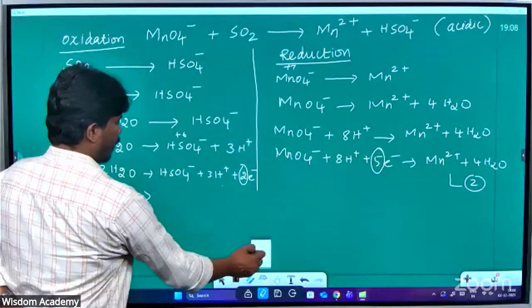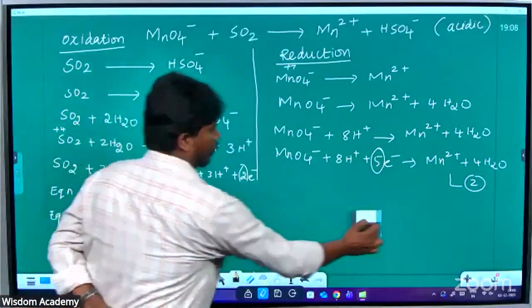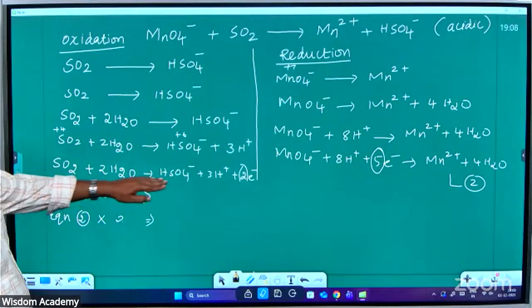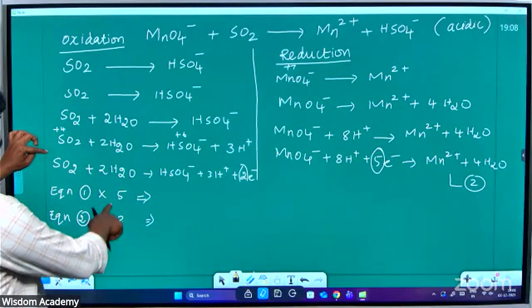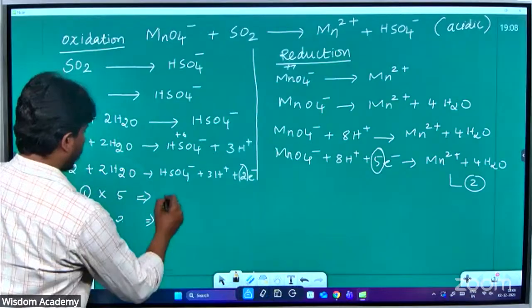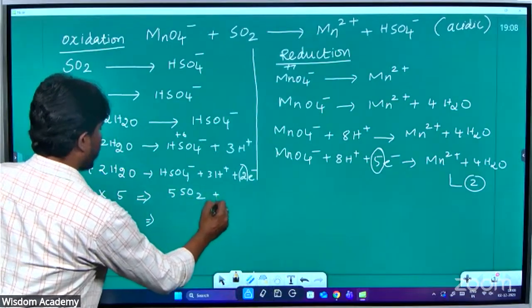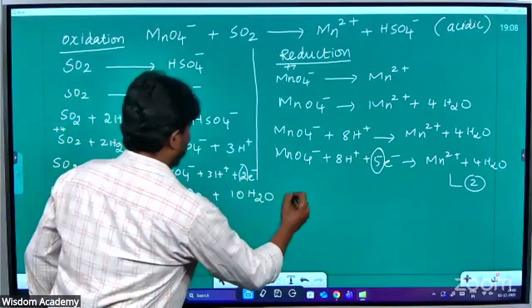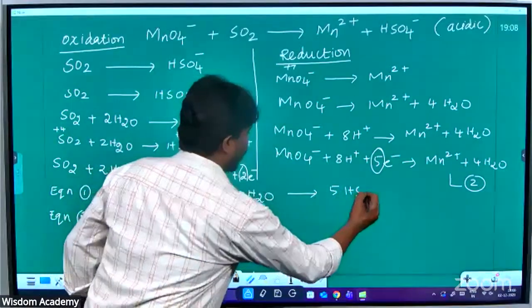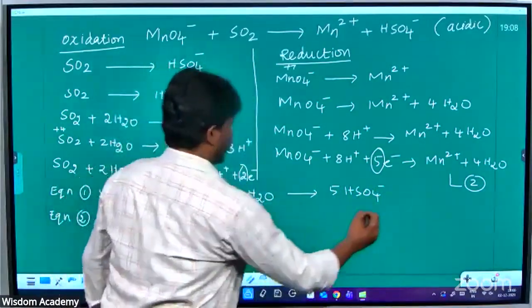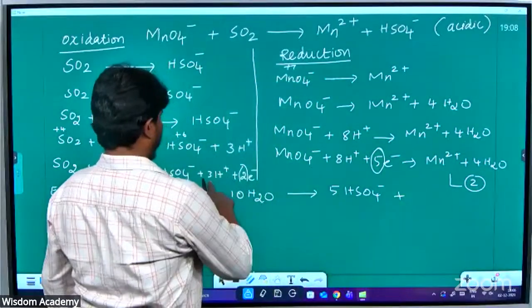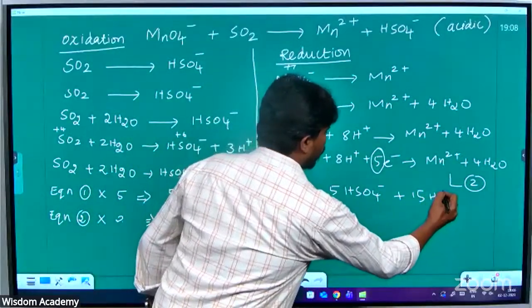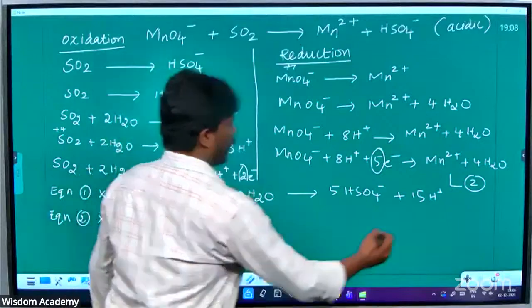Just a minute. Here equation 1. This is the equation 1 multiplied by 5. 5SO2 plus 10H2O gives 5HSO4 minus plus 15H plus plus 10 electron.